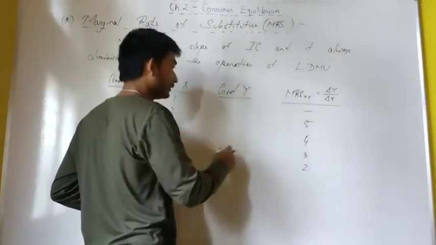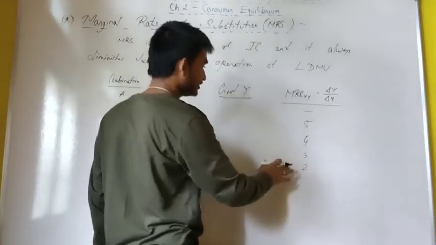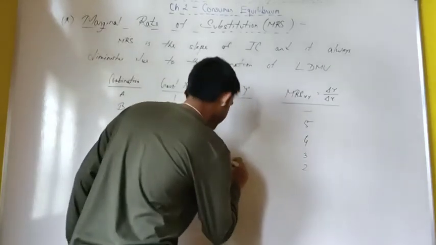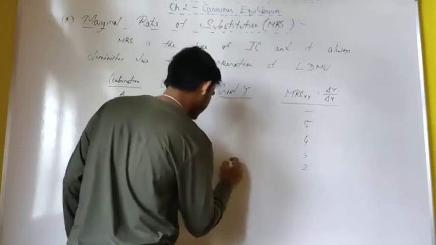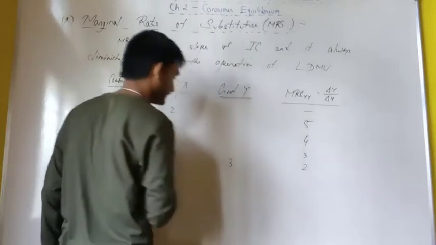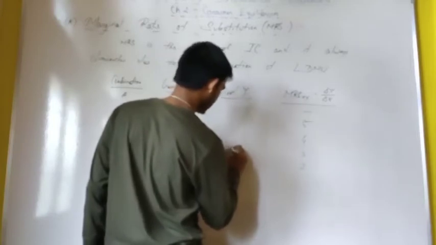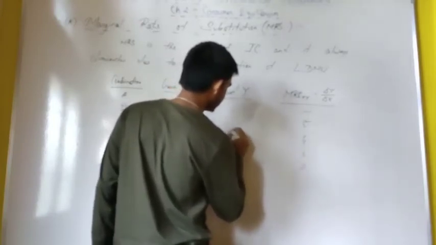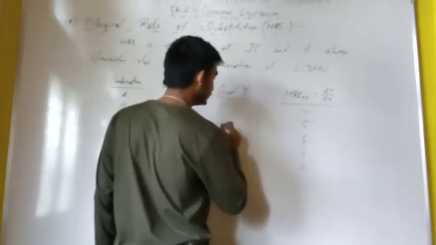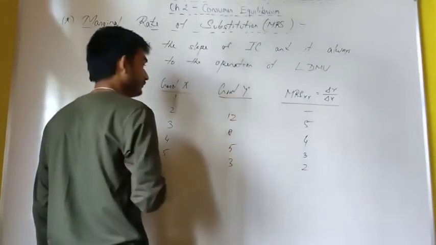Now how to fill up this Y? We also know that MRS diminishes, so we have made a diminishing list 5, 4, 3, 2. Now let's fill it up. Let's start with any number. As we have stated, it cannot be zero. Say 3. Now let's just add: 3 plus 2 is 5. 5 plus 3 is 8. 8 plus 4 is 12. 12 plus 5 is 16.